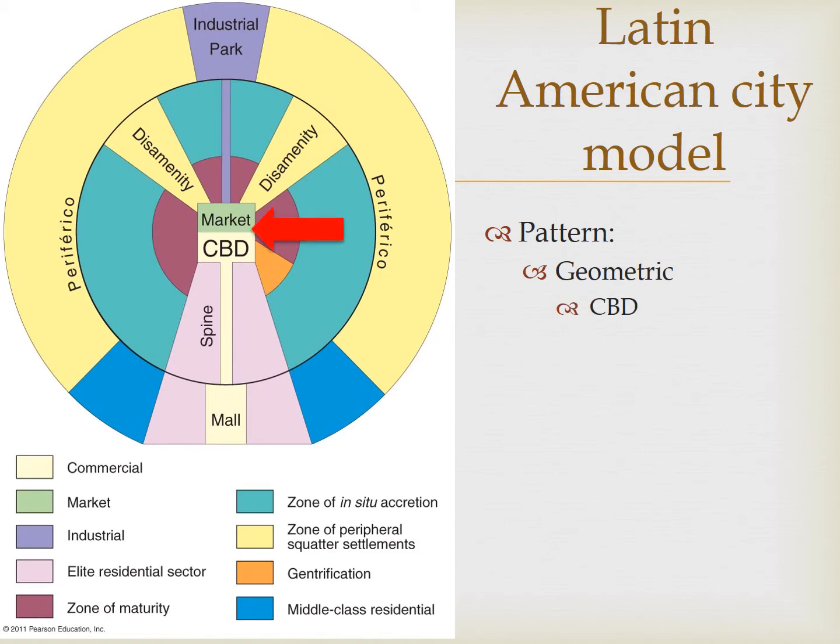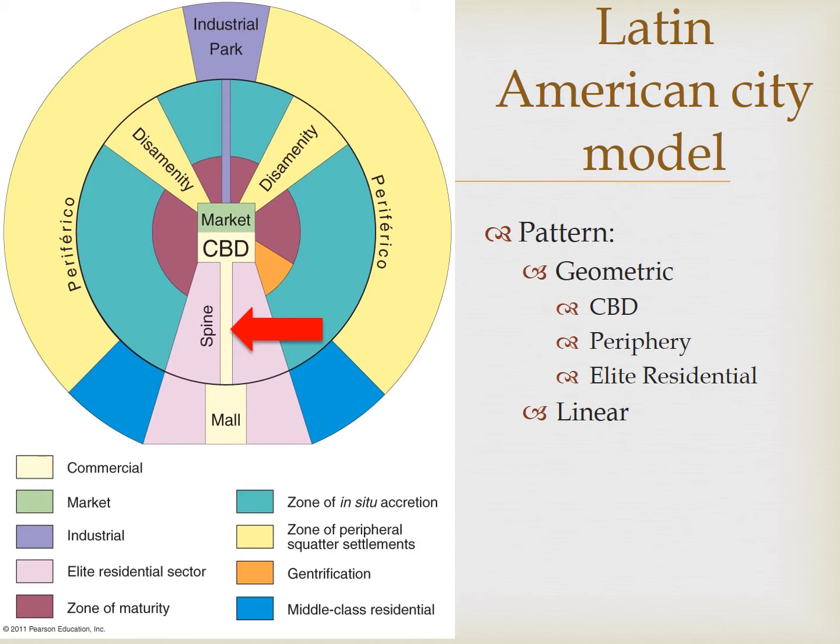What geometric feature would that be? What geometric feature would we describe the periphery, where the slums of the city are located? And the elite residential corridor kind of looks triangular, doesn't it? And then we also have a linear commercial spine. So we have some examples of how geometric and linear patterns can exist on the landscape.